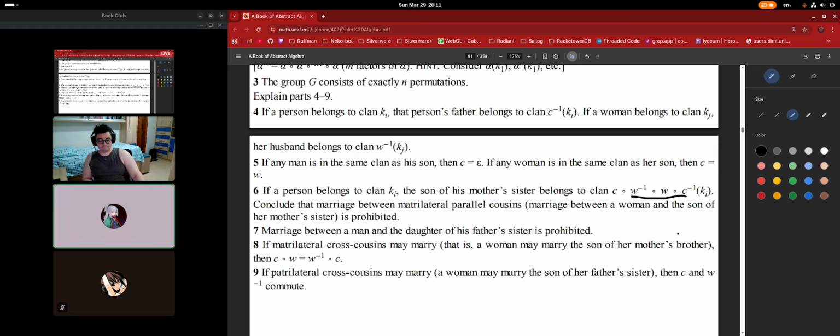A man and the daughter of his father's sister. So start with the man, get the father, so it's C minus 1. The sister is in the same clan as the father, so that's identity. But then you have to get the husband of the sister, so that's W and W minus 1. No, it's the husband of the father's sister. You're already at the sister, which is the same clan as the father, so it's W minus 1, so that's the husband of her.